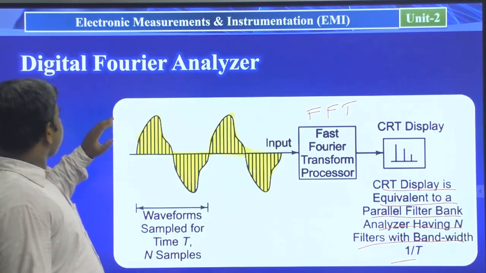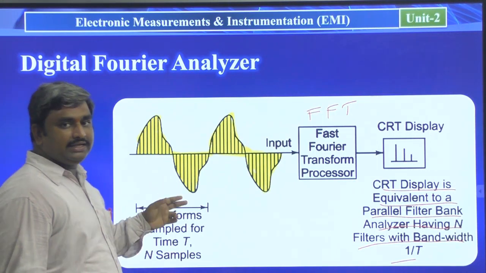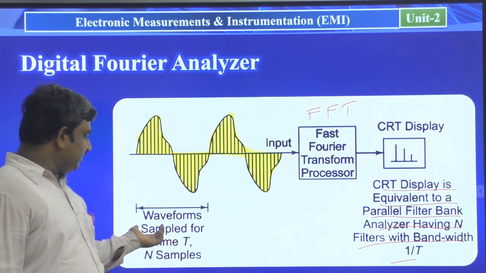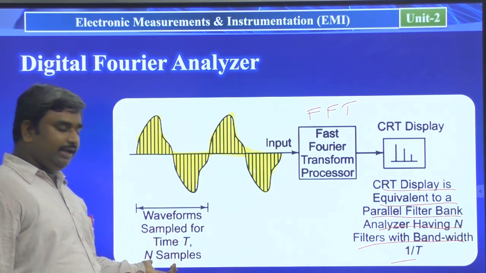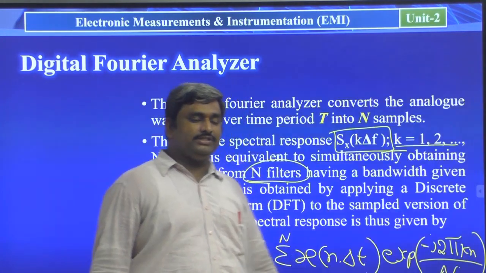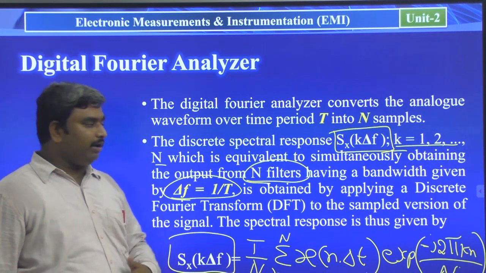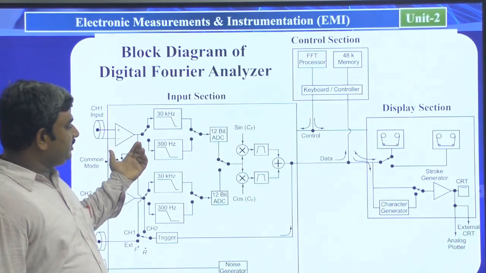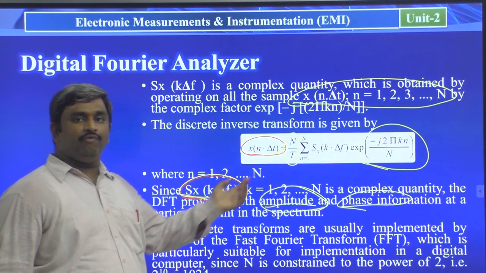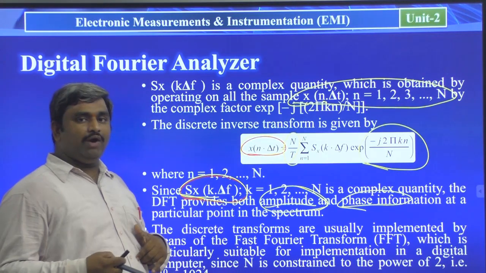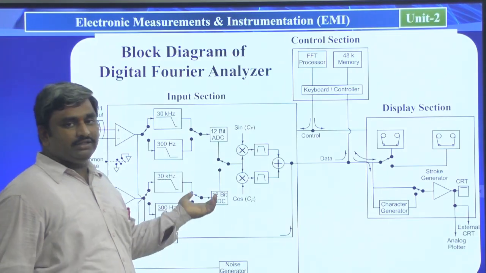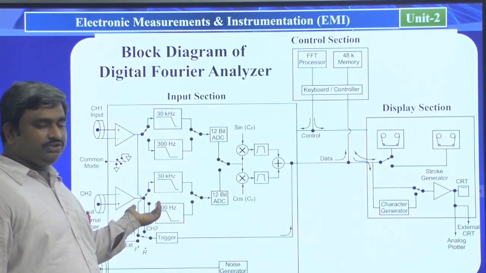Let us see once again. The digital Fourier analyzer converts the information into digital form, where the signal waveform is sampled for a time T and N samples are taken. Here it is using an FFT processor, and finally it is displaying on the CRT display by using the parallel bank filter technique. Here this is x of n into delta t, the input signal for a wide range of frequency band. For that we have taken the spectral response Sx of delta t, and this is the complete block diagram of the digital Fourier analyzer.